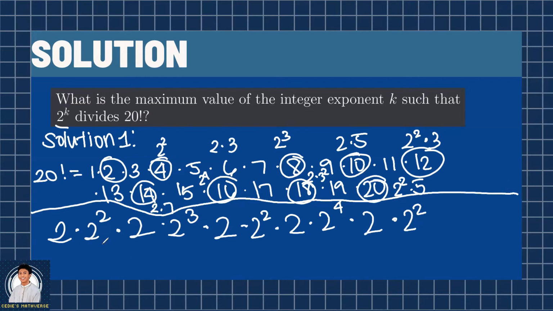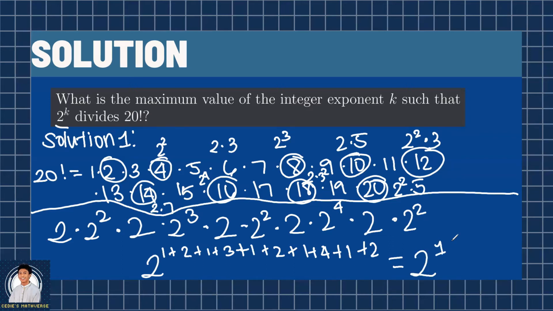Using the laws of exponents, we will just add up each exponent. So we get 2 raised to 1 plus 2 plus 1 plus 3 plus 1 plus 2 plus 1 plus 4 plus 1 plus 2. And then add up these exponents. So we got 1, 3, 4, 7, 8, 10, 11, 15, 16, 18. So the correct answer is 18.